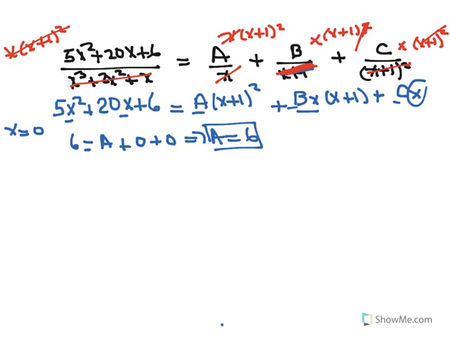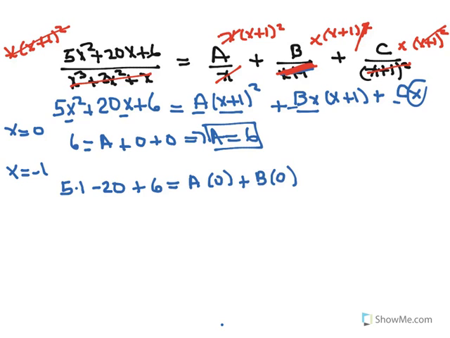Okay, so now I'm going to take x equals -1 because I know that it will cancel these factors right here. So I have 5 times -1 squared is 1, minus 20, because remember that x is -1, plus 6 is equal to, so a times -1 gets cancelled, and b gets cancelled, right? And then c is times -1. Okay, so what do I have here? I have 5 minus 20 is -15, plus 6 is -9, is equal to -c.